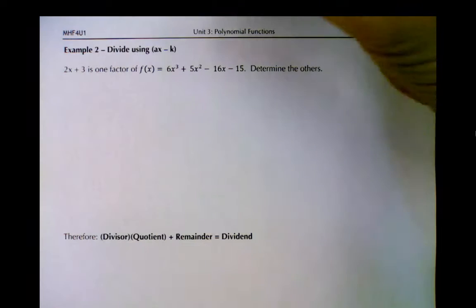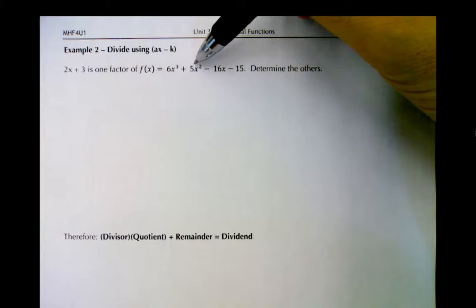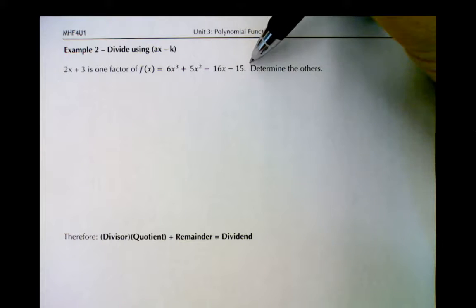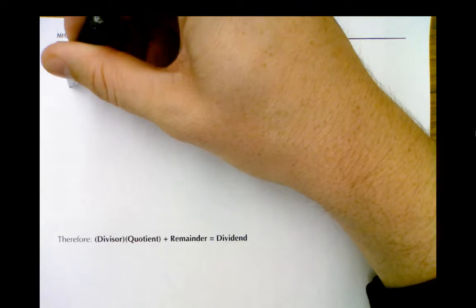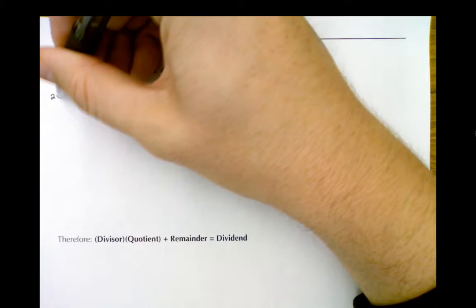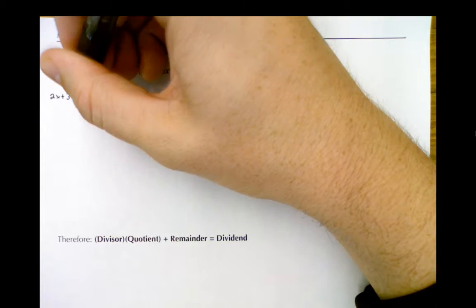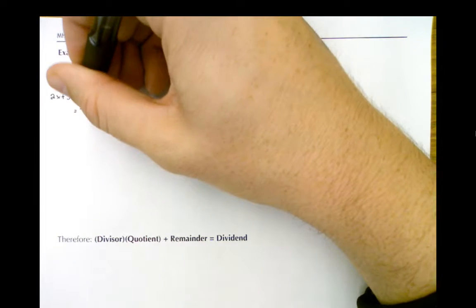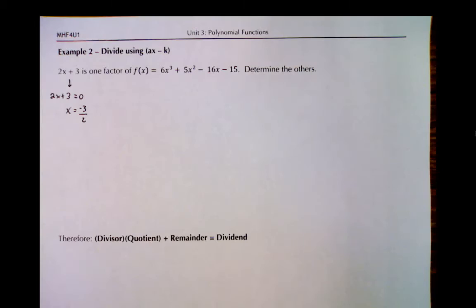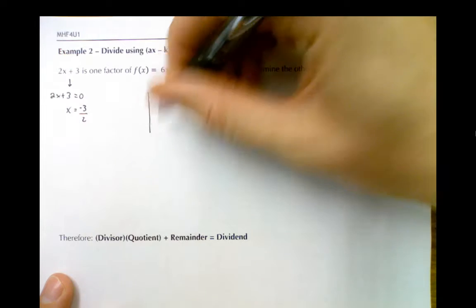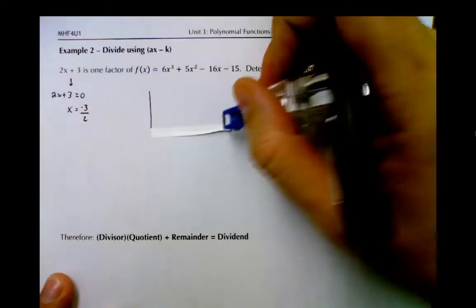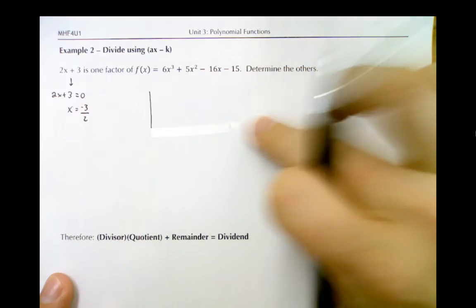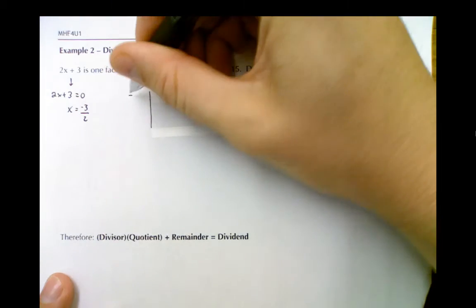So we're going to divide 6x cubed plus 5x squared minus 16x minus 15 by 2x plus 3. This 2x plus 3 would have a root of, subtract 3 from both sides and divide both sides by 2, negative 3 over 2. So when we set up our synthetic division, that number that's being written to the left of our big L is negative 3 over 2.